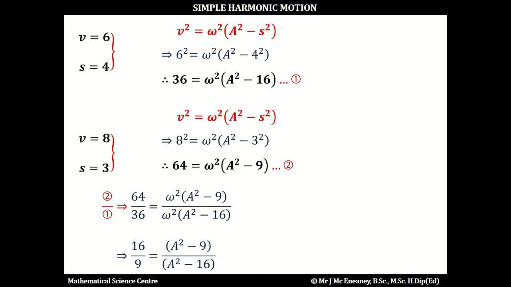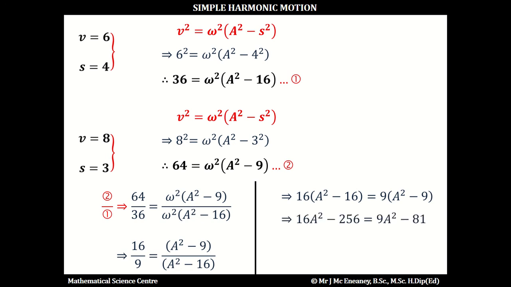Next, if we cross multiply, we multiply A squared minus 16 by 9 and A squared minus 9 by 16. We get 16A squared minus 256 equals 9A squared minus 81. If you bring all the A squareds to the left, you get 7A squared. If you bring all the constants to the right, you get 175. Now 175 divided by 7 is 25. And if A squared is 25, this means that the amplitude A is 5 meters. So we found the amplitude.